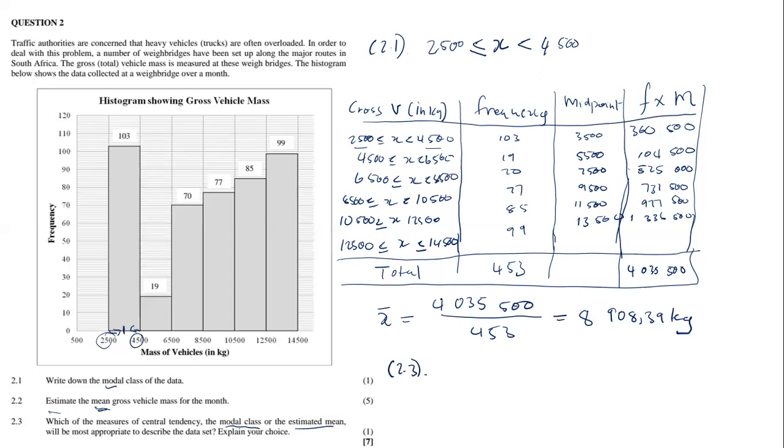Which will be most appropriate to describe this data set that we have just got over here? Here we're going to say the estimated mean is the one that is appropriate to describe this data. Now, what is the reason? The reason is it is more at the center of the data set, and the modal class is found at the extreme left side of the data set, which is true.